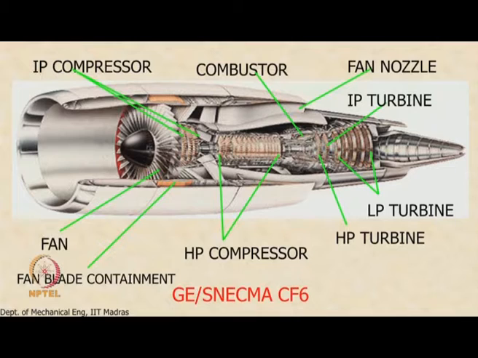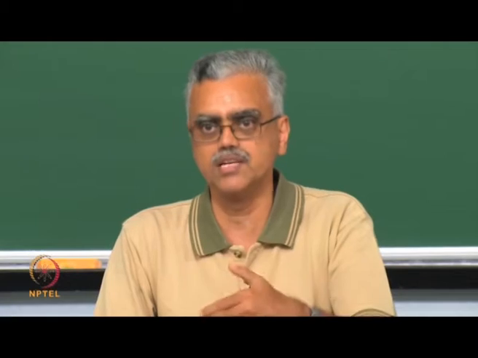So, this is called the core stream. The air is captured here and some part of the air goes through this core engine. This is called the core engine, and this nozzle is called the core engine nozzle. The core engine handles high pressure, high temperature air. The nozzle also handles reasonably high pressure, reasonably high temperature air. So, this is called the hot exhaust or hot nozzle.